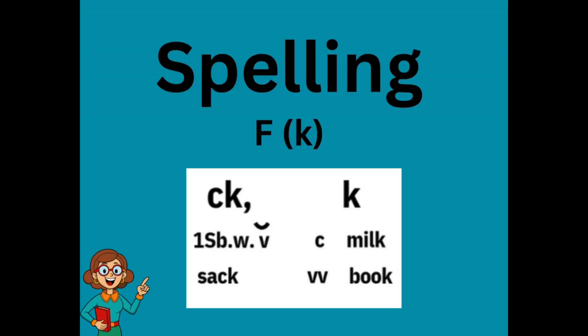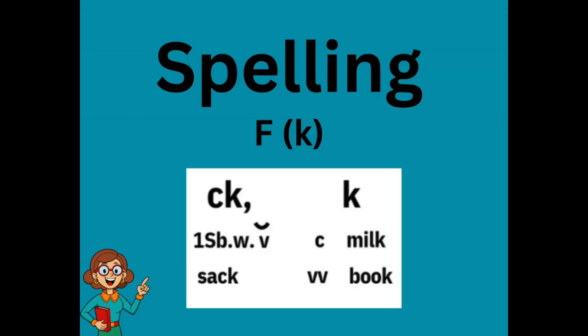Today we're going to be spelling some words. All of these words end with the final K sound. We have two choices. We could spell that K with digraph CK or K. Remember, in a one-syllable base word, after a short vowel sound, K is spelled digraph CK as in sack. Otherwise, it is spelled K right after the consonant sound as in milk or after adjacent vowels as in book.